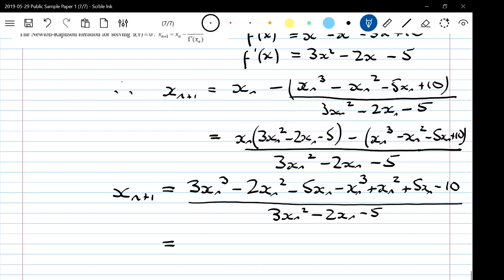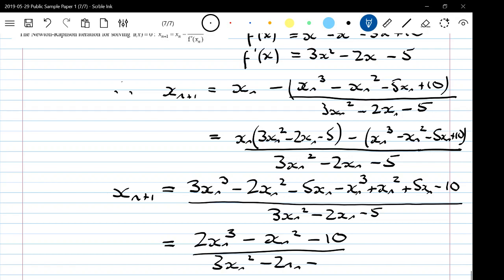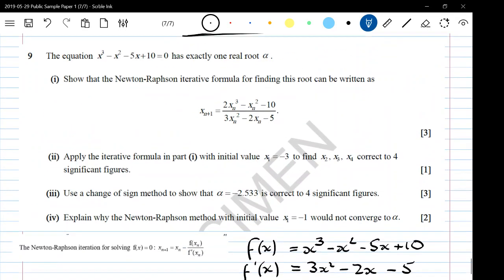Now, collecting together like terms, we have 2xn cubed minus 2xn squared plus 1 is minus xn squared minus 5xn plus 5xn and minus 10 over 3xn squared minus 2xn minus 5 as required.